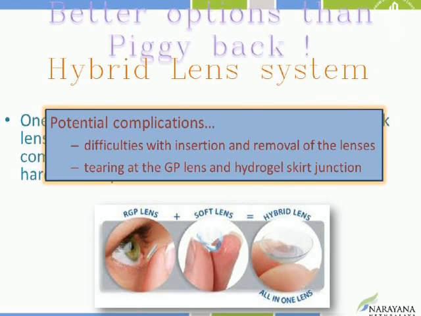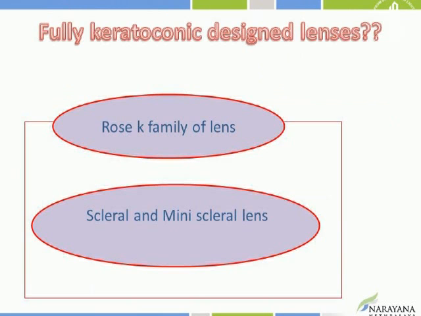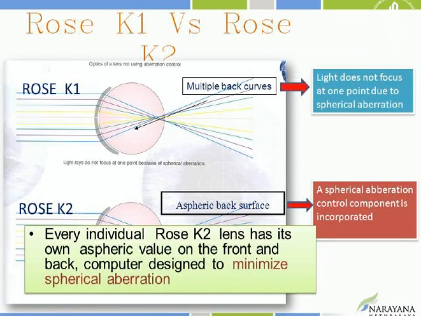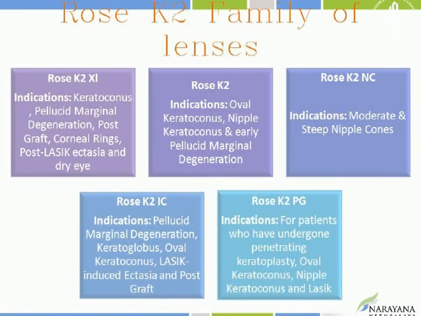What are the fully keratoconus-designed special lenses? The Rose K family and the scleral and mini scleral families. The Rose K family is a unique lens devised by Dr. Paul Rose. He used complex computer-generated data from the peripheral curves to devise these Rose K lenses, and they have a very high success rate of fitting in keratoconus. Initially the Rose K lenses had multiple back curves, so this produced some spherical aberration because the light was not getting focused at one point. So the latest Rose K2 has been developed with an aspheric back surface which takes care of the spherical aberrations. This is the entire family of Rose K lenses.